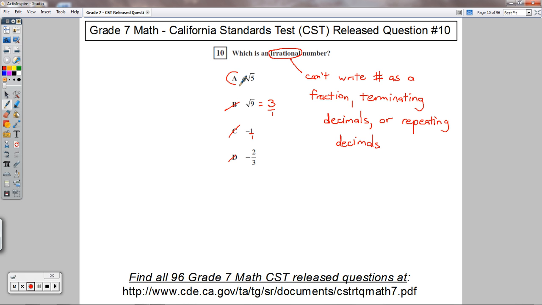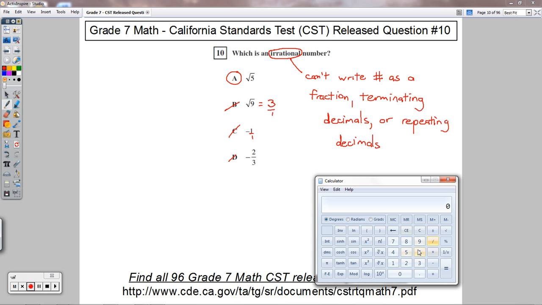If you were to put this into a calculator, which you can't for the sake of the CST, but just to show you what it would equal, the square root of 5 is, you notice here, 2.236, and so on. Notice that there's no repeating of digits here, and there's no actual stop to it. It doesn't actually stop right here. This is just where the calculator rounded it off to, because it can't show you an infinite number of decimals. That's what I'm trying to say there.